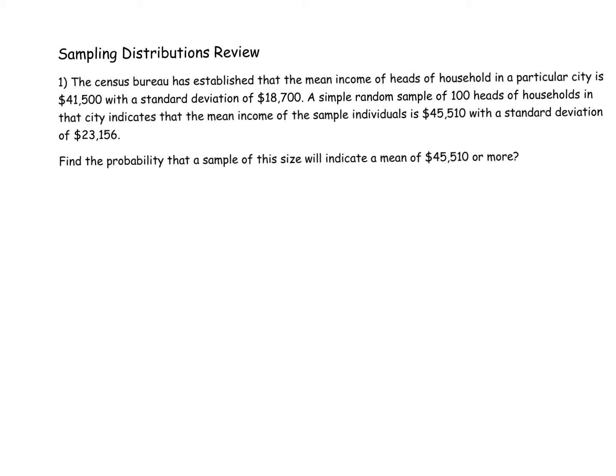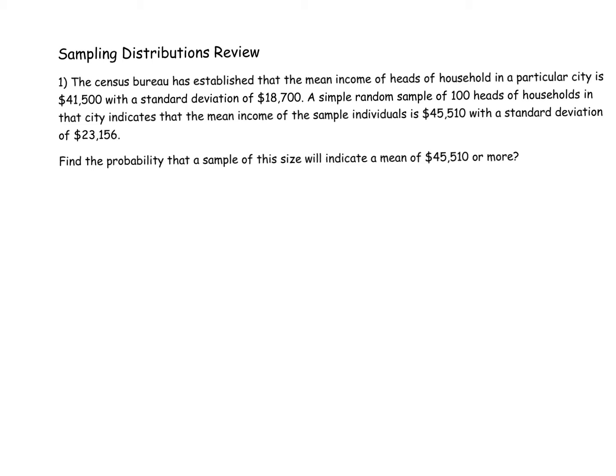So when we read this problem, it says the Census Bureau has established that the mean income of heads of households in a particular city is $41,500 with a standard deviation of $18,700. A simple random sample of 100 heads of households in that city indicates that the mean income of the sample individuals is $45,510 with a standard deviation of $23,156. Find the probability that a sample of this size will indicate a mean of $45,510 or more.